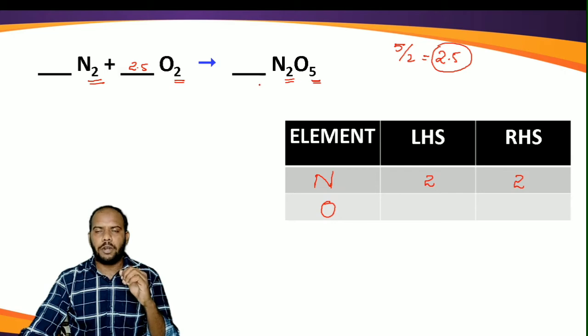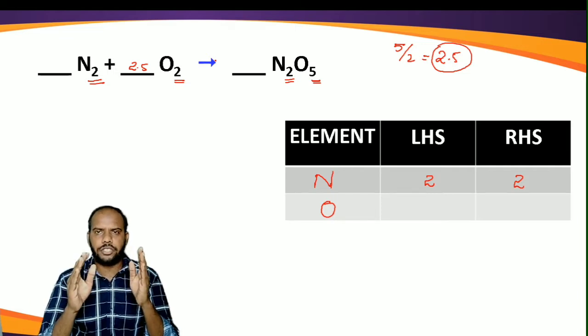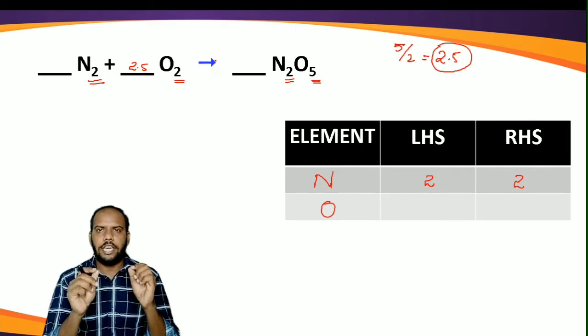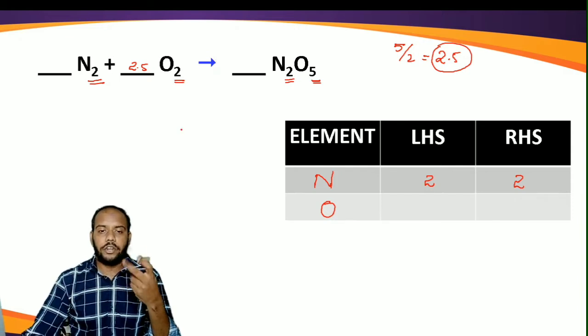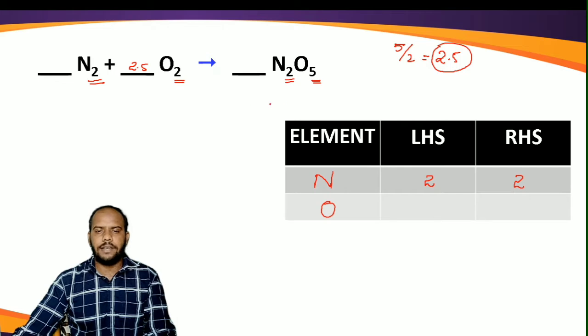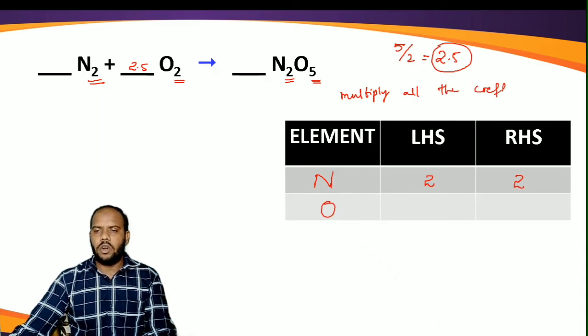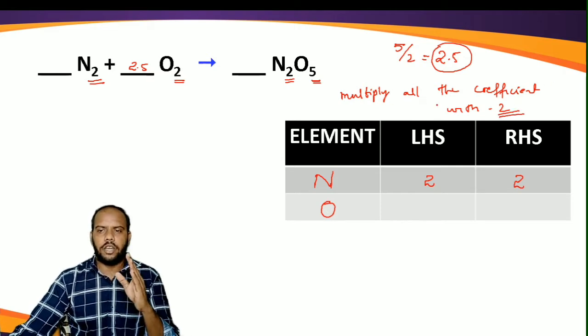But one problem: we should not keep any fraction or decimal in the chemical equation. It should be a whole number. So what do we want to do for this? After writing, multiply all the coefficients with 2, because we divided with 2. So multiply all the coefficients with 2.